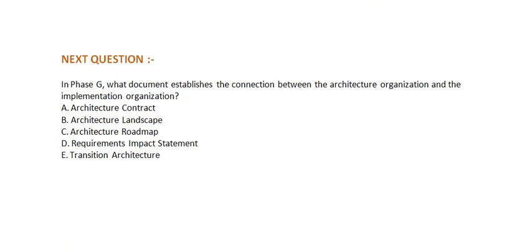Now moving to next question. In phase G, what document establishes the connection between architecture organization and the implementation organization? Option A, architecture construct.